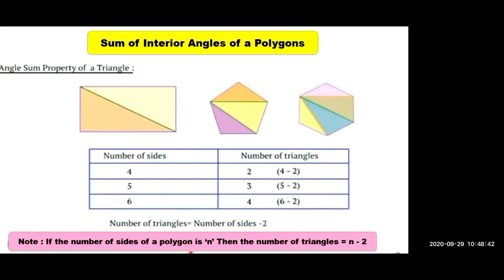Okay, so this concept is clear. Number of sides minus 2 equals to number of triangles in polygon. Okay, children, you can take a screenshot. Done.